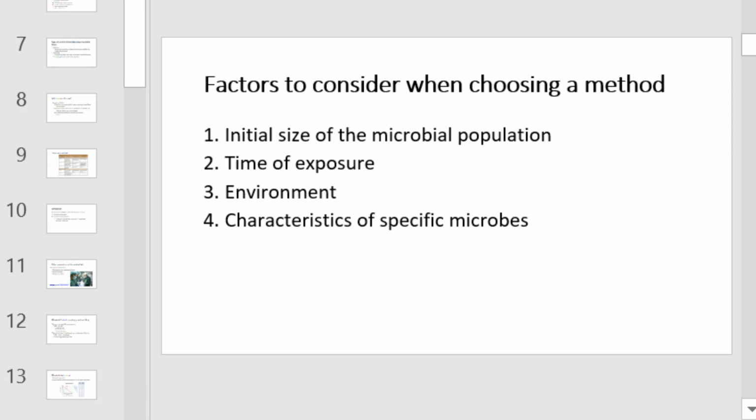Factors to consider when choosing a method. First, the initial size of the microbial population, the time of exposure, the environment, and lastly, the characteristics of specific microbes.